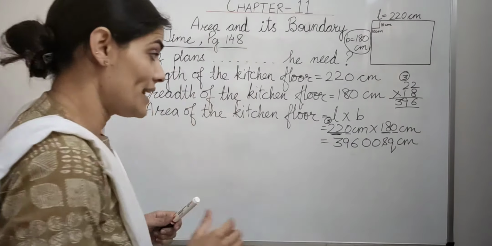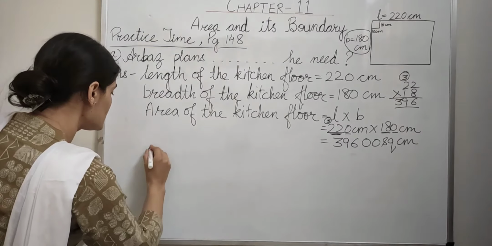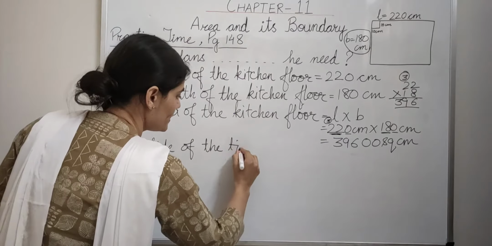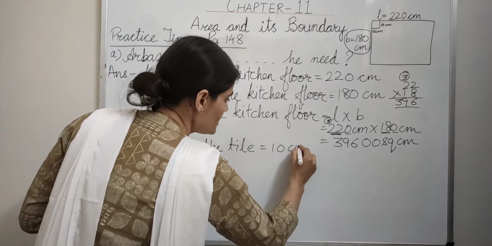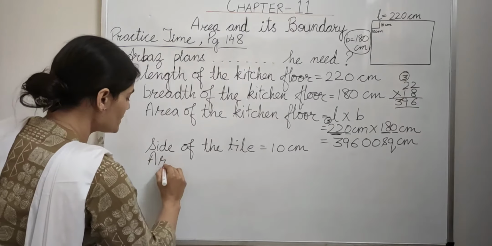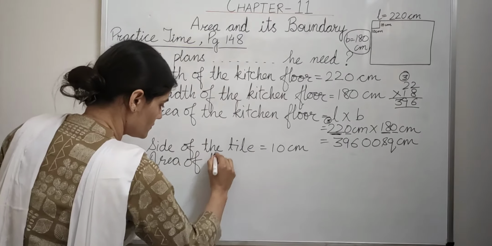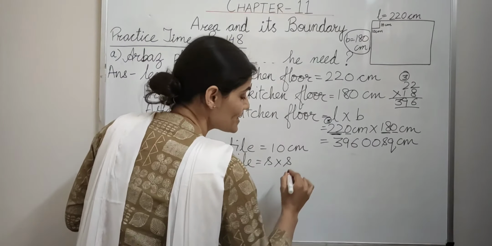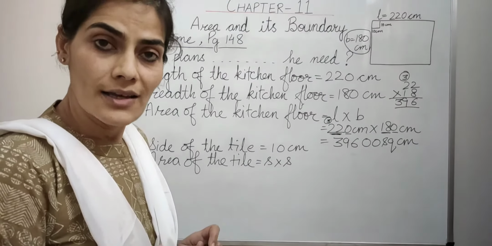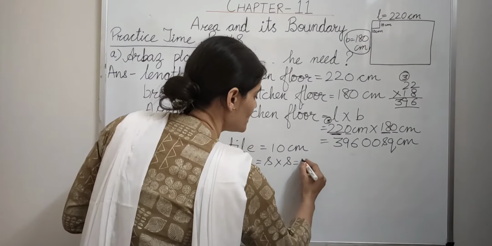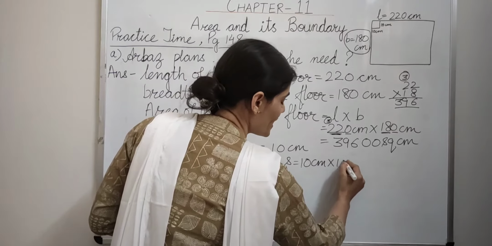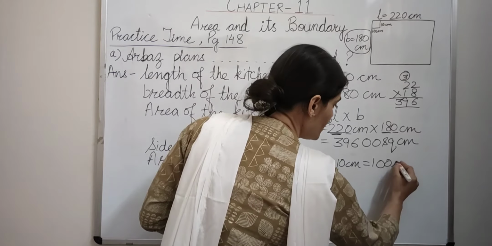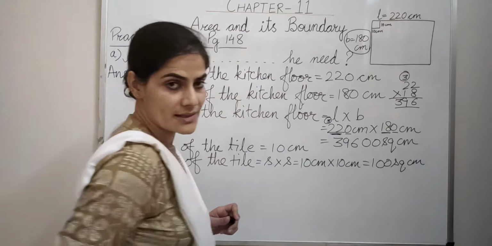Now, what next? We will write the side of the tile. It is 10 centimeter. Area of the tile, the formula is going to be S into S. Why, beta? Because this tile is square in shape. So let's put the values 10 centimeter multiplied by 10 centimeter. And 10 into 10 gives us 100 square centimeter.